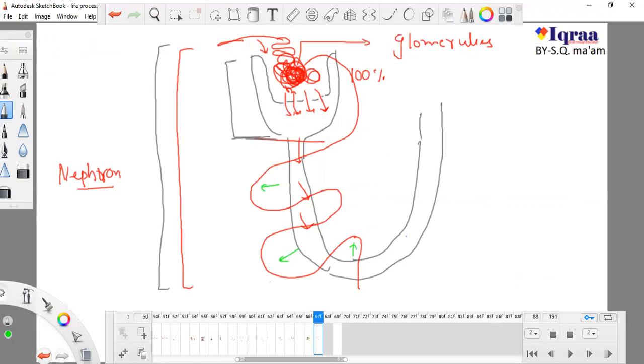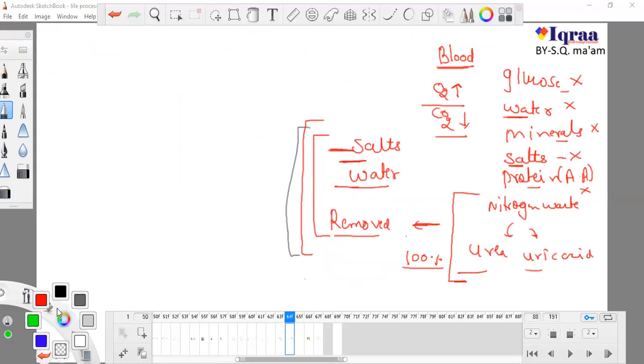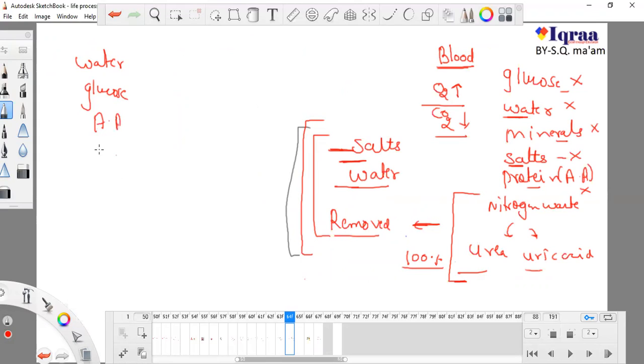What things will it take? It will take all the things back. It will take water again. It will take glucose. It will take amino acids back, it will take salts back, it will take minerals. It will not take 100% water, but a sort of water it takes back.